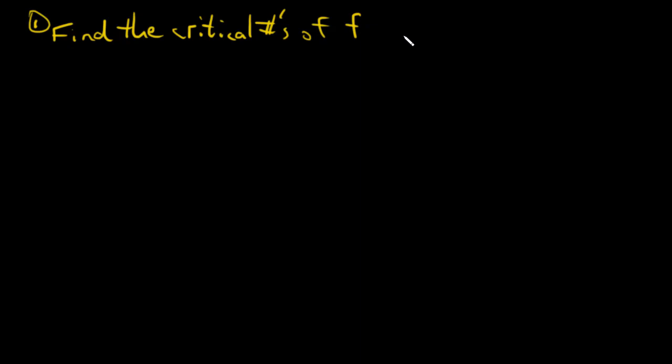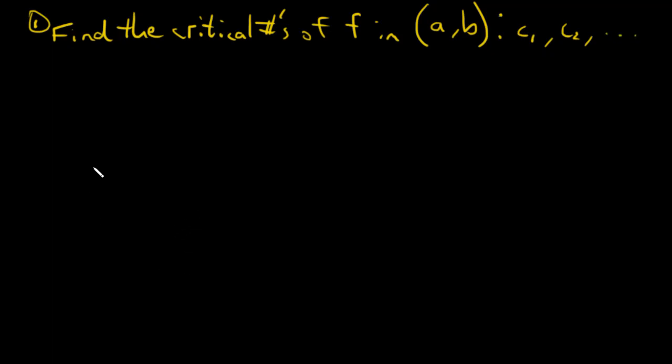So step 1, find the critical numbers of f in the open interval AB. Do not include the endpoints. Okay? And these are going to be located at, we'll call them maybe C1, C2, and so on.